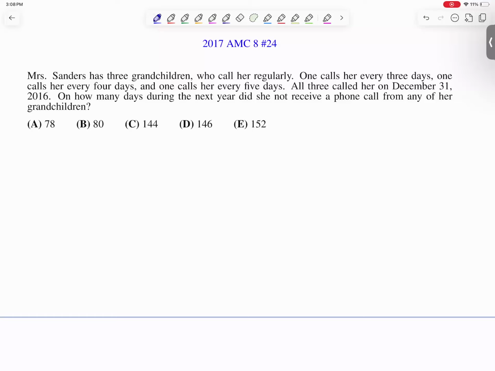And let's write it in modular arithmetic. The day n is congruent to some r1 mod 3, and it should not be a multiple of 3. So the r1 values are either 1 or 2, not 0. So the first grandchild is not calling. And n is congruent to r2 mod 4. The second grandchild is not calling, then the values for r2 are 1 or 2 or 3, can't be 0.